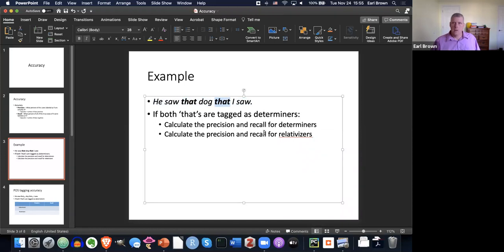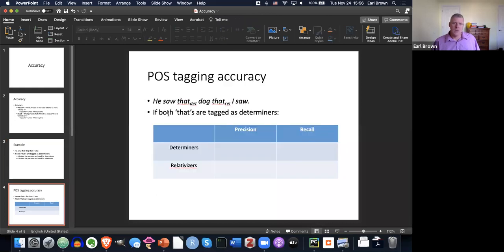Okay, so what we're gonna do is just go through this. If both "that"s are tagged as determiners, so both of them got tagged as determiners. So that one's correct, that one's not. What would be the precision and recall for determiners? And what would be the precision and recall for relativizers? Let's just start with determiners. Okay, so what is the precision and recall if both were tagged as determiners?